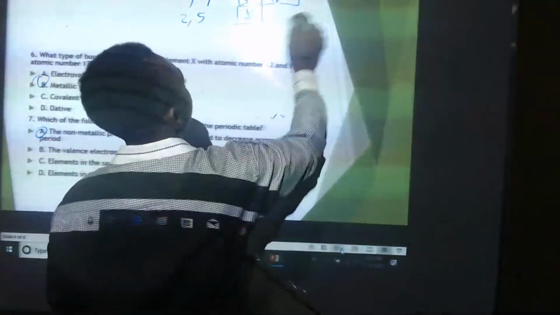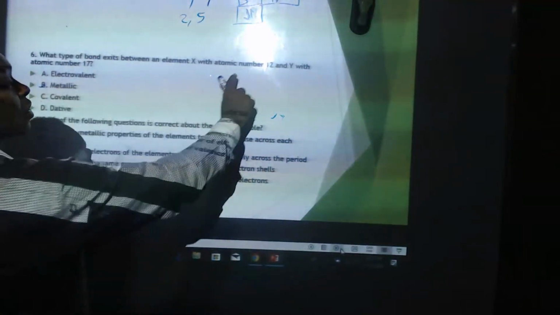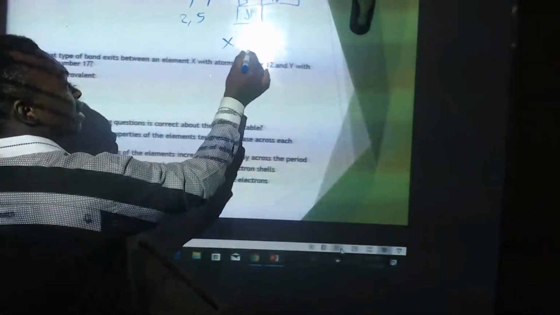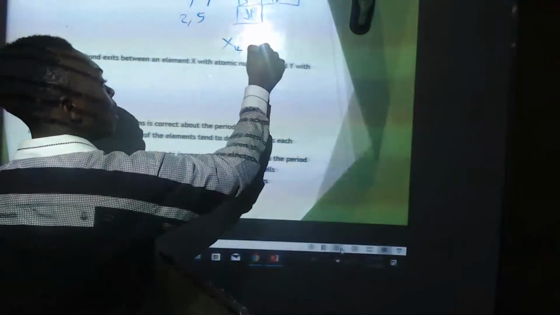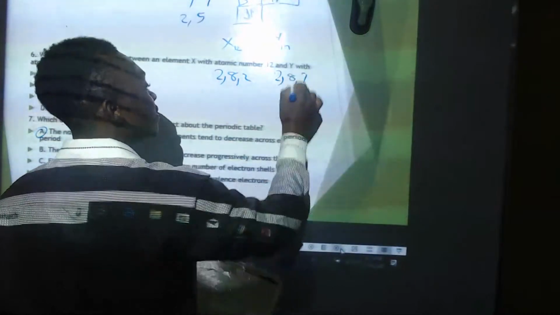Now let's continue. They ask, what type of bond exists between an element X with atomic number 12 and Y with atomic number 17? Let's look at it. It's very, very critical. X has atomic number 12, and Y has atomic number 17. That's 12: 2, 8, 2. Now this is 17, so you arrange it with 2, 8, 7.